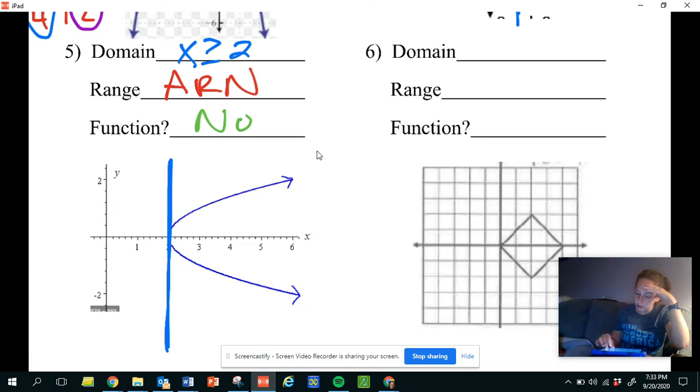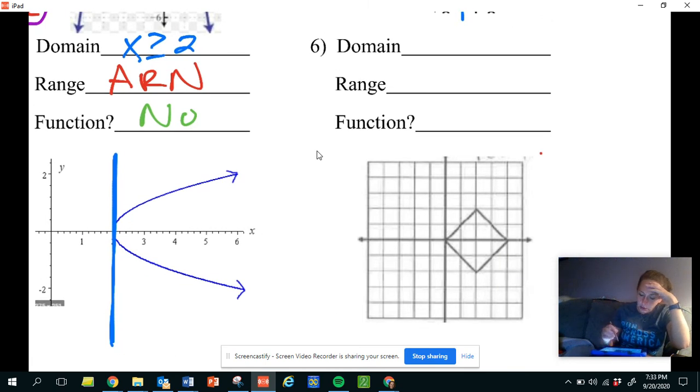And then for the last one, vertical line test. If I draw lines in these places, it touches more than once. You only need one place where it does that, but obviously it does it more than once. So no, it is not a function.